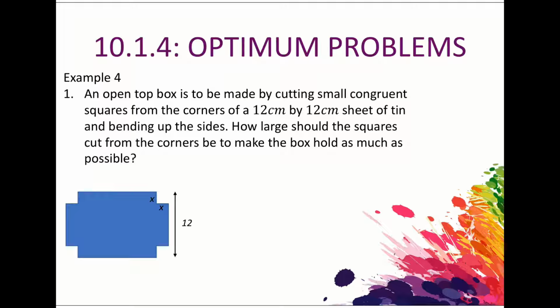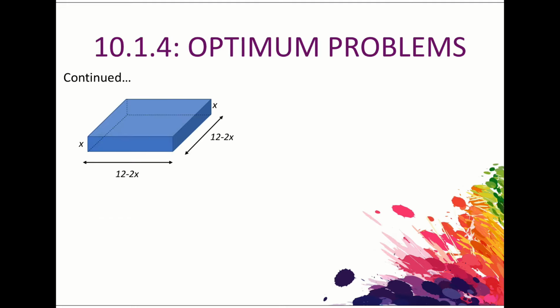So in this case, we need to determine the value of x, which is the dimension for the sides of the box, so that the box can hold as much as possible, or in other words, so that the box has the most volume. So this is how the box looks when the sides of the tin are folded up. We can see here that the box has the dimensions of 12 minus 2x times 12 minus 2x times x.